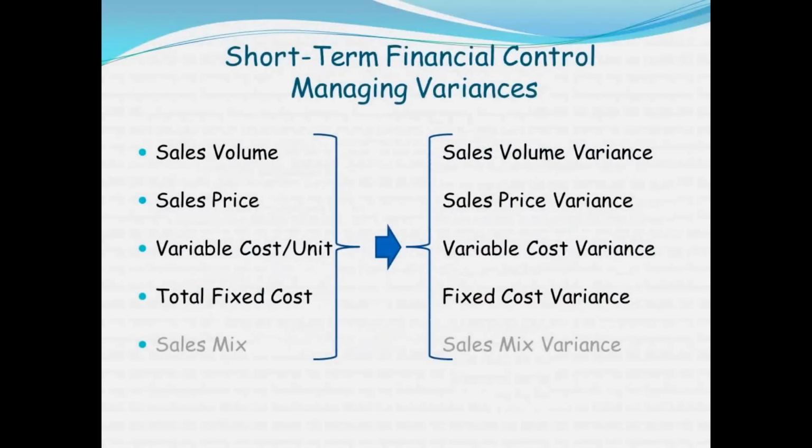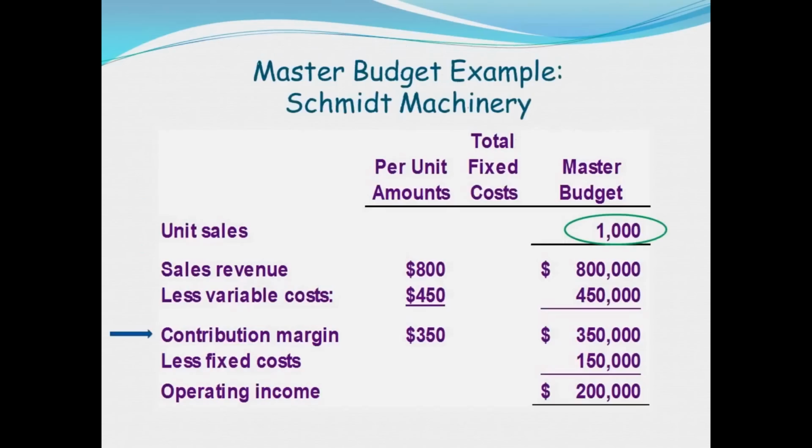Now, for today, we're not going to think about sales mix. We'll just think about one product. Sales mix adds a few different interesting twists to it. We'll talk about that in a couple of weeks. But we'll talk about fixed costs and variable costs, both overhead and direct.